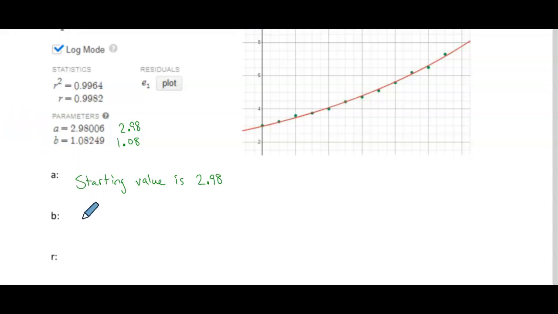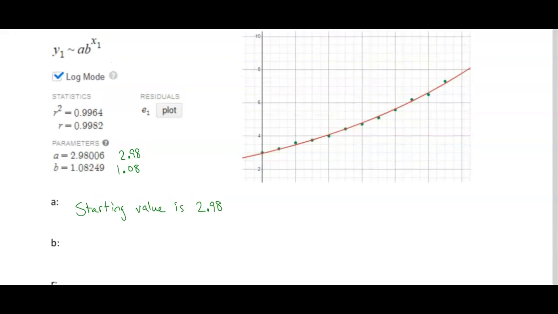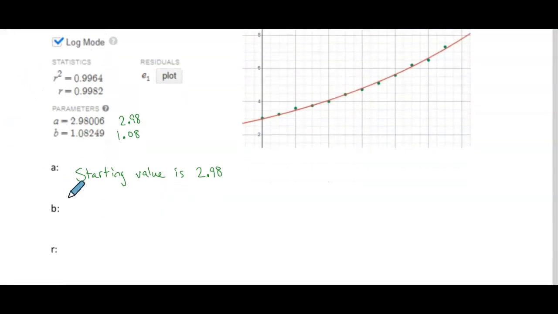Part B, or the b of the equation, is the multiplier. So multiplier is 1.08. And again, I know it's the multiplier because it has an exponent on it. And that indicates an 8% growth rate. And the reason I know that is because this must have been 1 plus 0.08.